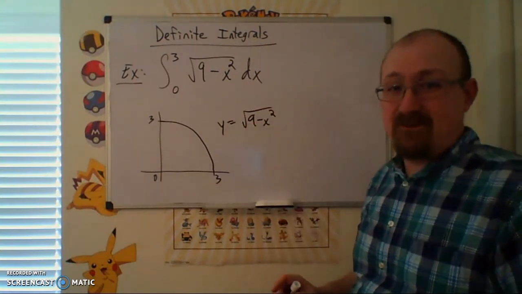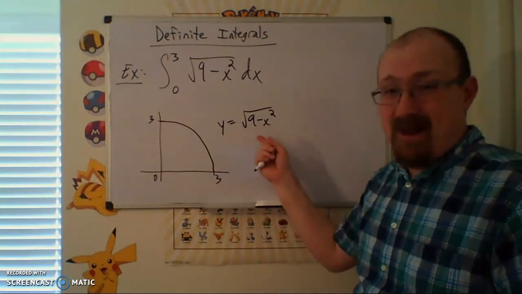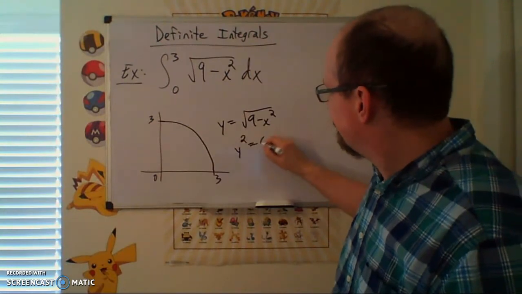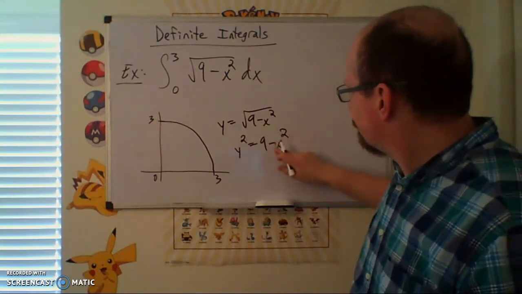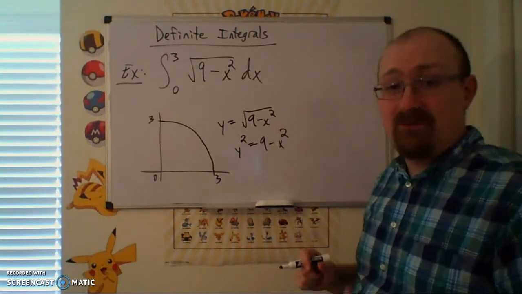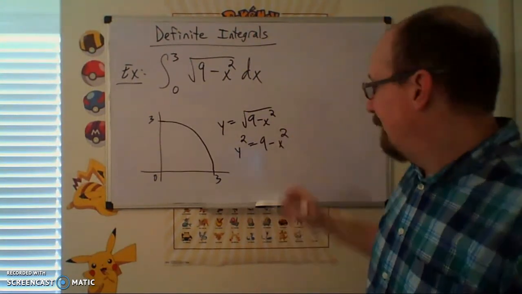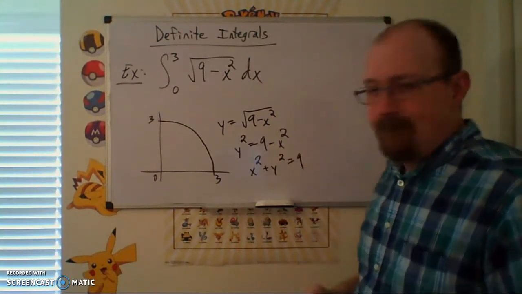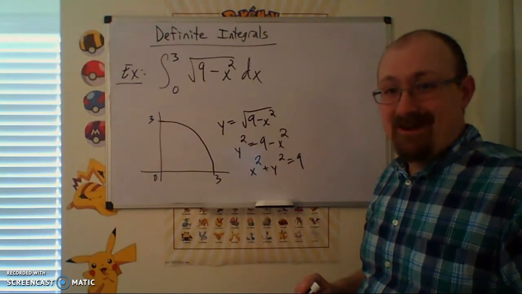If you play around with this, you may recognize it. If I try to graph y equals this function, I have y equals the radical. I do some algebra. If I square both sides of this, I get y squared equals 9 minus x squared. And then I can rearrange that again: x squared plus y squared equals 9.